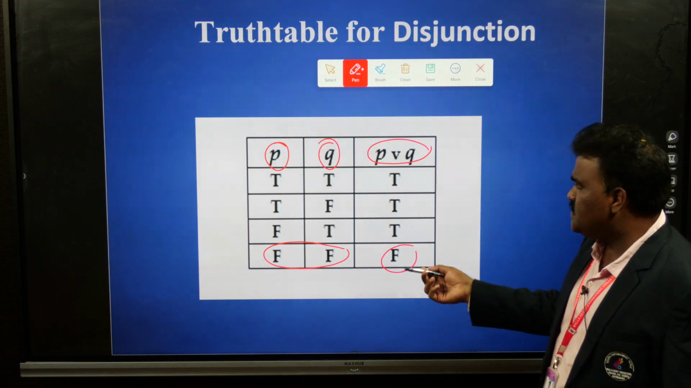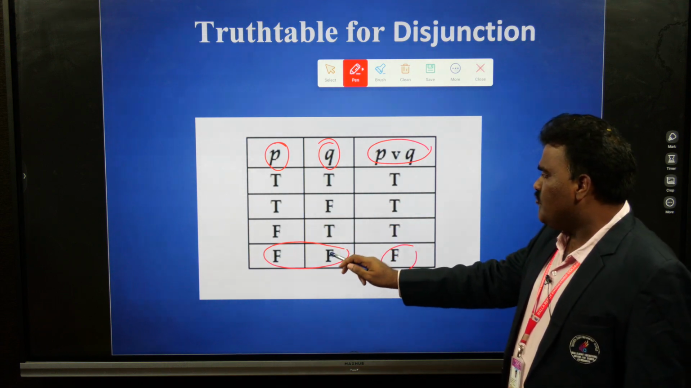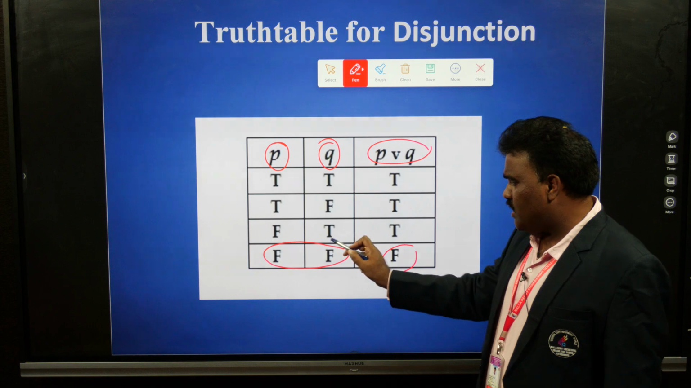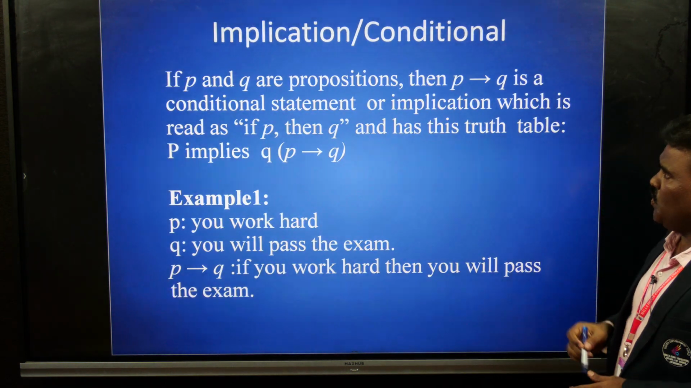In that way we have to represent the truth table: true true true, true false true, false true true, false false false only. If both statements are false, then the result will be false only. In all remaining cases, the result would be true only.